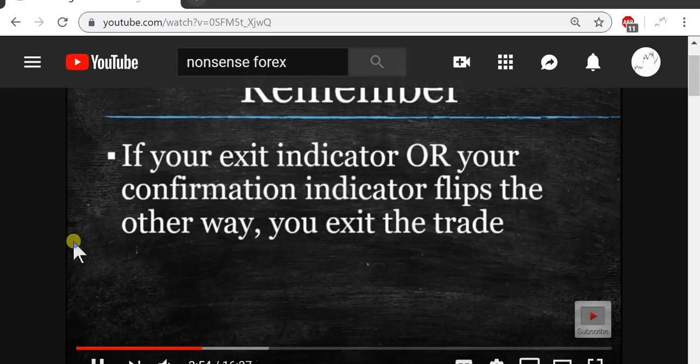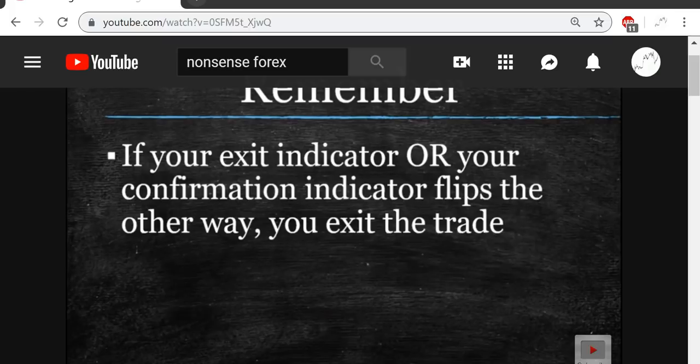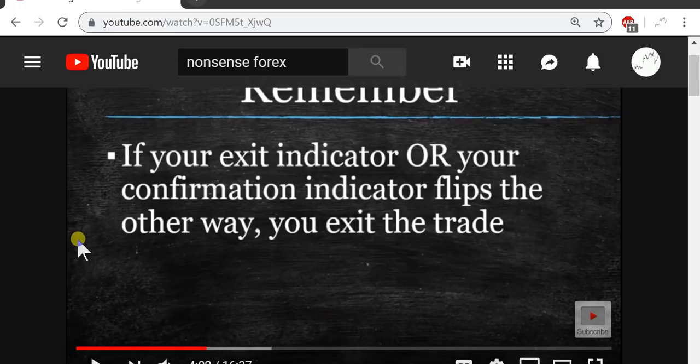Or sometimes, if your confirmation indicator is really fast, your confirmation indicator might flip the other way. Or your exit indicator might flip the opposite. All of a sudden, she flipped on me. She took off with all of my electronic gear. The way you're trading, when this happens, you are done trading.